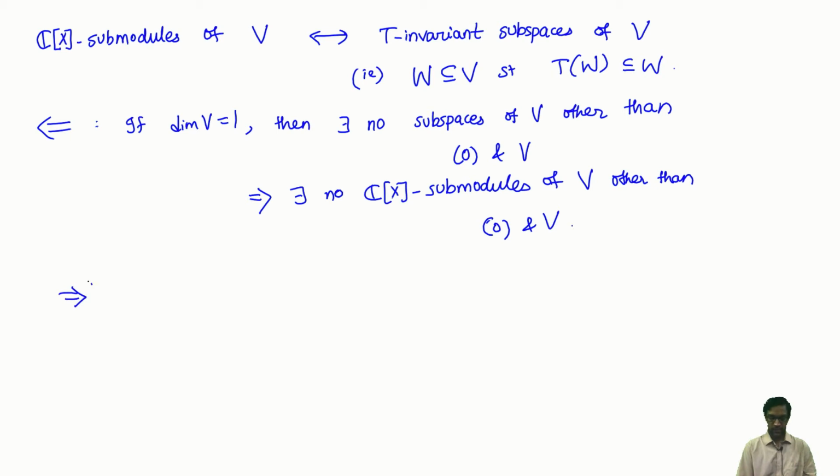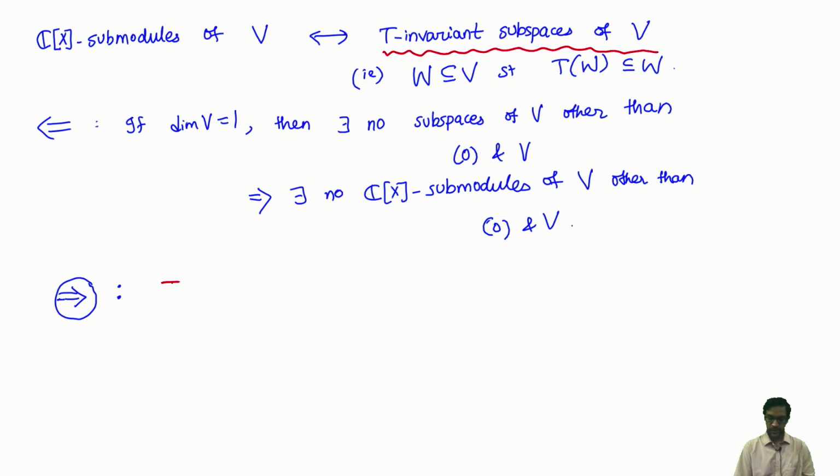It's the other direction that we need to work on. If it is simple, you're given that it's a simple C[x] module, then you need to show that the dimension has to be 1. Now let's just analyze what a submodule is. You're given it is simple, which means that it has no C[x] submodules other than 0 and the whole. A submodule is just a T-invariant subspace, so what you're given is that this complex vector space V has no T-invariant subspaces other than 0 and the whole.